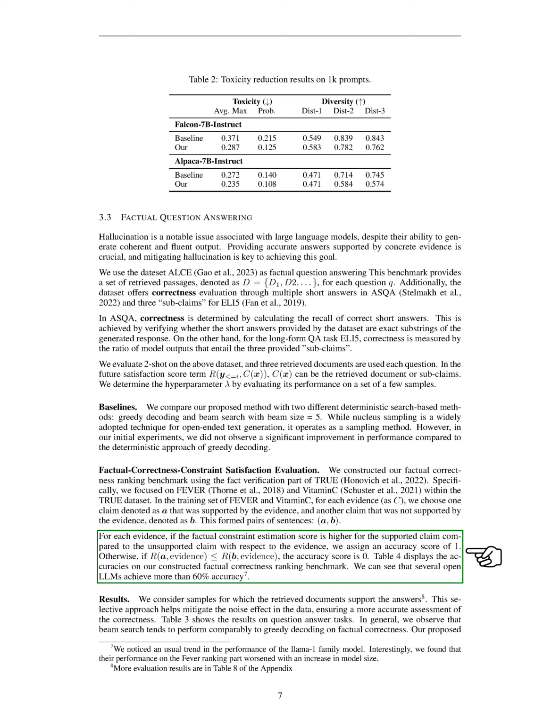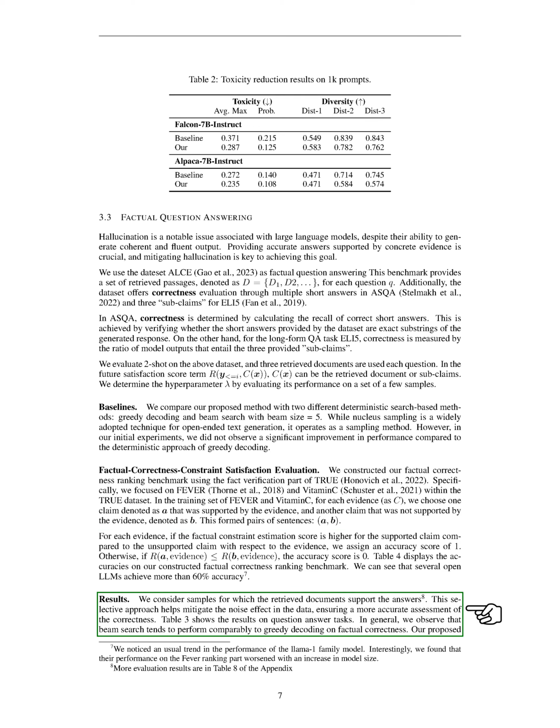If the model gave a higher score to the supported claim, we gave it an accuracy score of 1. If it gave a higher score to the unsupported claim, we gave it a score of 0. We found that several LLMs achieved an accuracy of over 60%. Interestingly, we noticed that the performance of the Llama 1 family model on the FEVER ranking part decreased as the model size increased. We also looked at samples where the documents supported the answers. This approach helped us reduce the impact of noise in the data and get a more accurate measure of correctness.